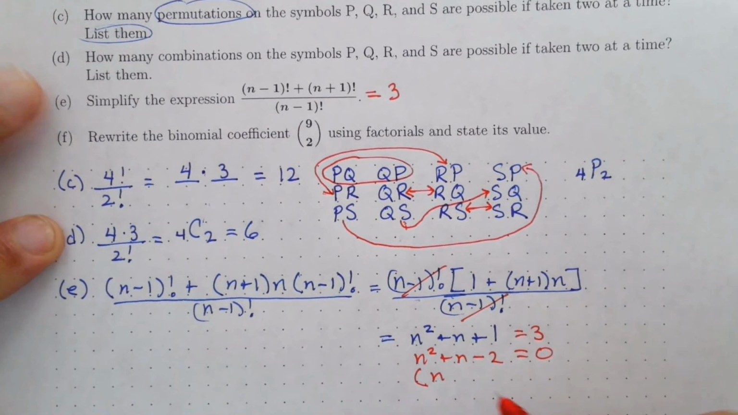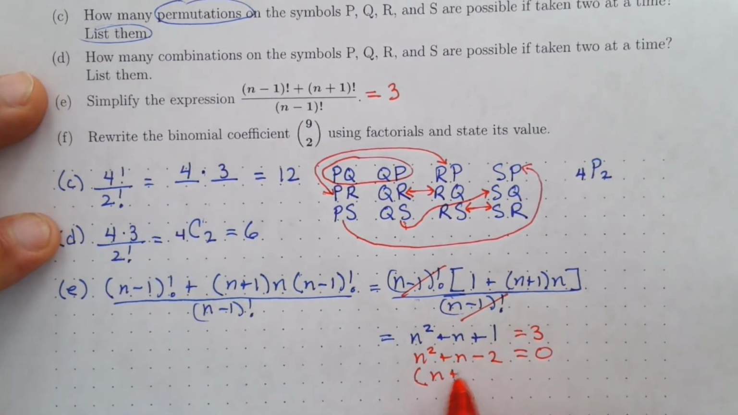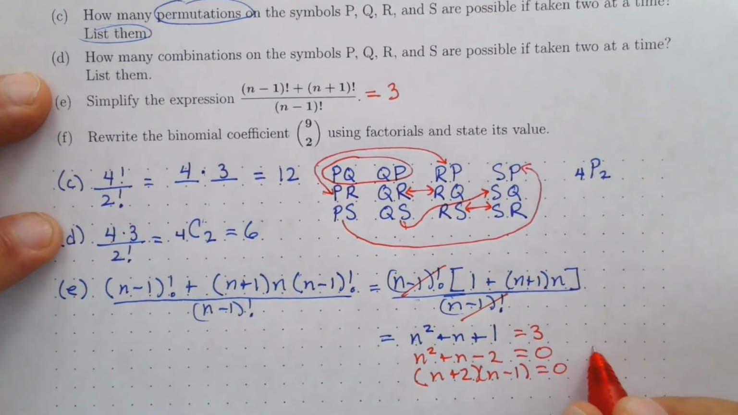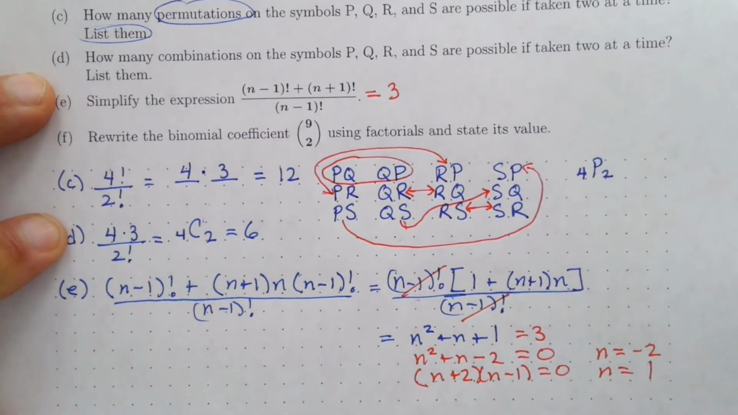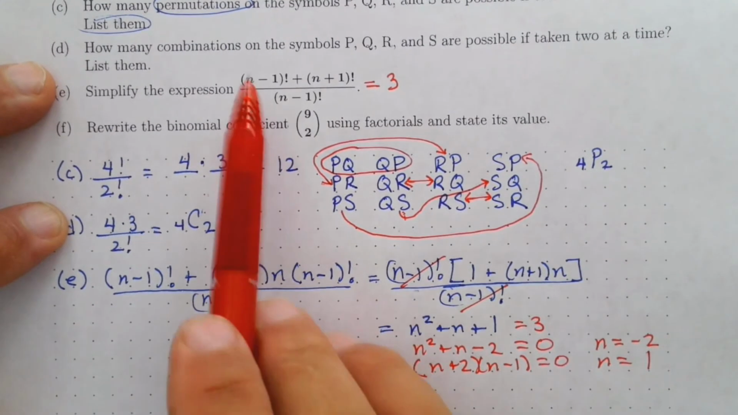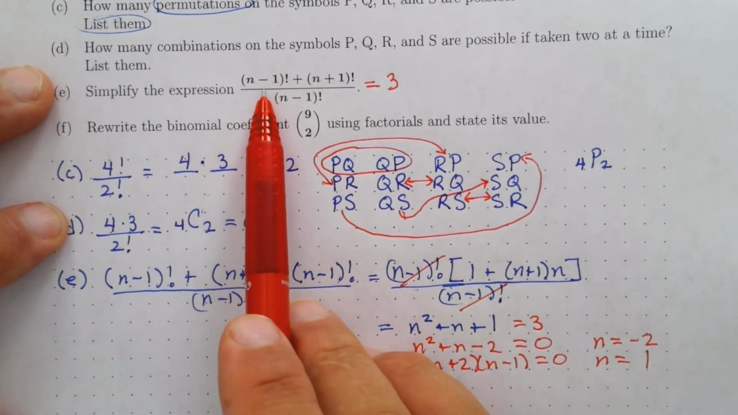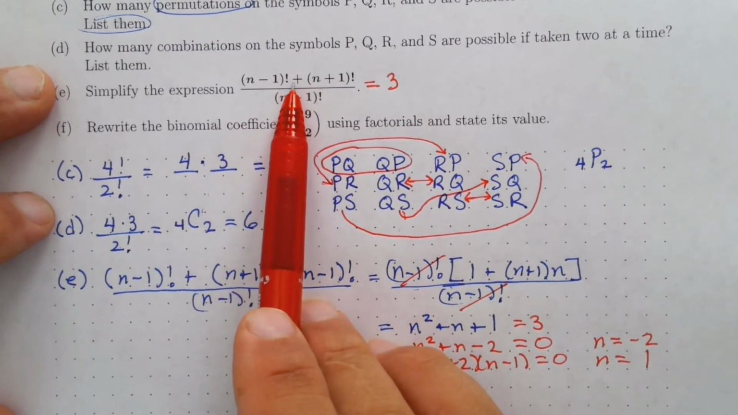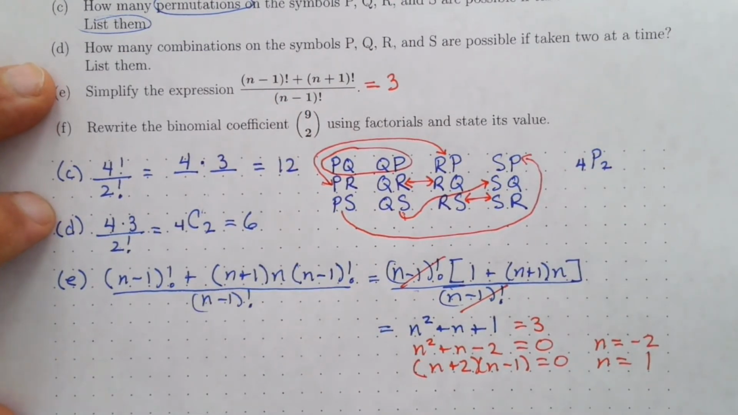And I would be able to see that I have n plus 2 times n minus 1 being equal to 0, which would mean that n either equals negative 2 or n equals positive 1. But here's where we're going to have to be careful, right? If n is equal to negative 2, I'm going to have to determine, is it okay to have a negative factorial? And that's something that we'll discuss at a later time.